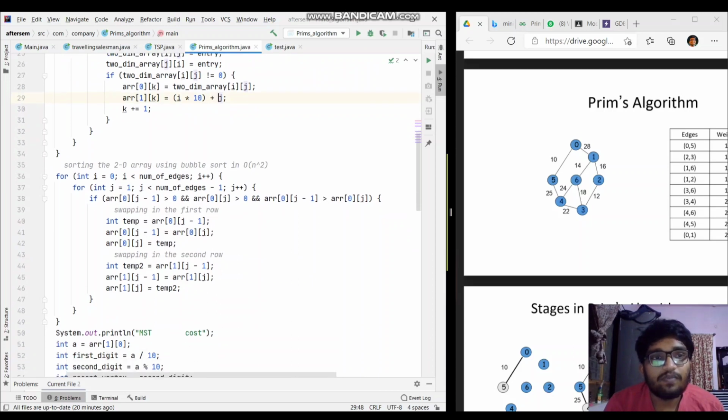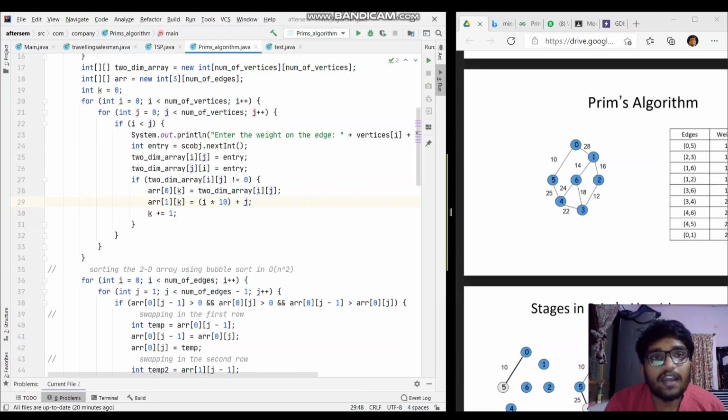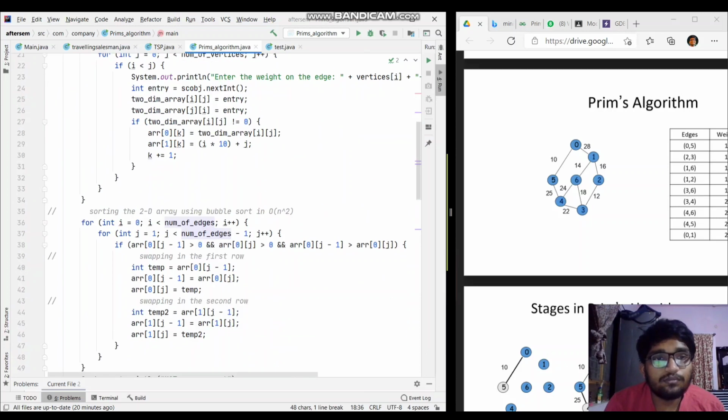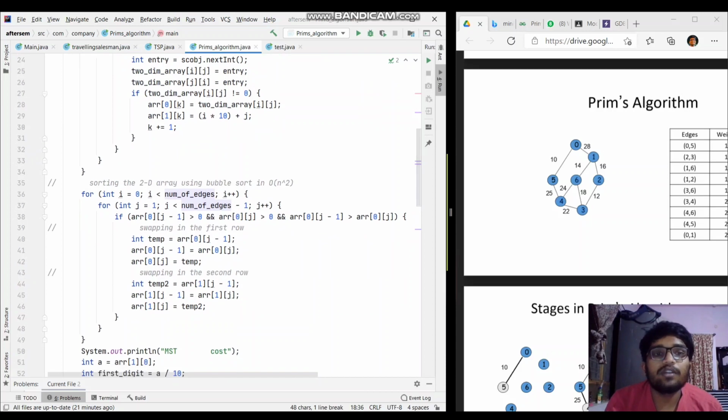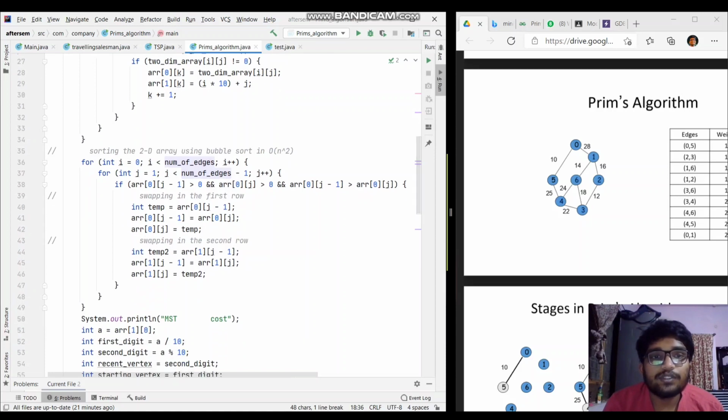Next we have sorting the 2D array. The array which we have set here has to be sorted in ascending order. Here comes our greedy approach. That's what we are doing here. We are sorting that array based on the weights. In the first row we have weights, right? So based on those weights we are sorting the complete array. Since this is a two-dimensional array, we have to swap the elements in the first row as well as in the second row. The corresponding vertices also have to be swapped, right?